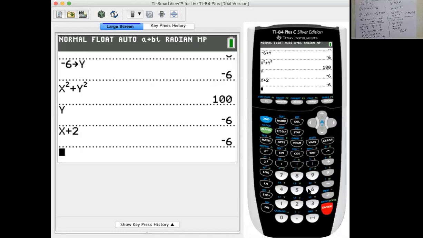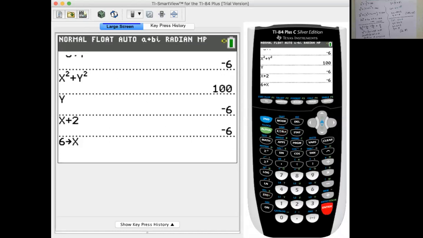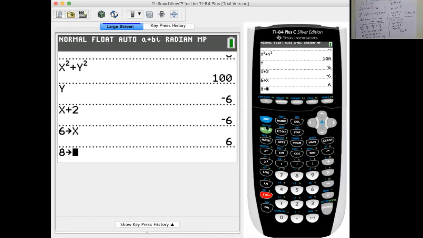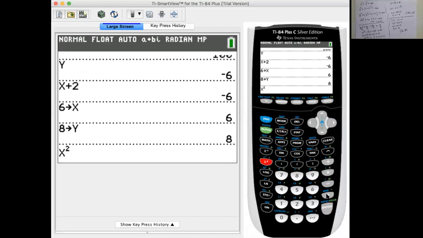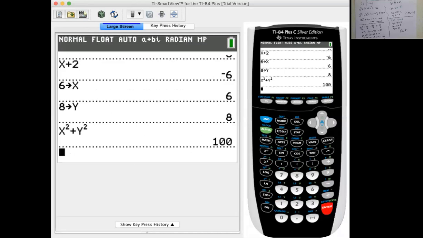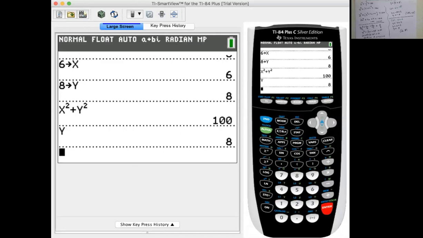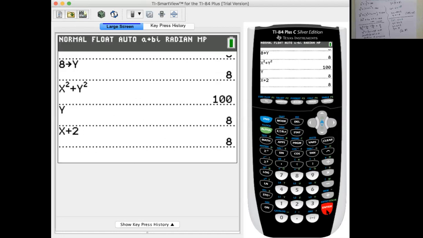And then we have the other possibility where 6 is x and 8 is y. We want to see, is x squared plus y squared 100? And the answer, of course, is yes. Is y the same as x plus 2? What is y? There's y, 8. How about x plus 2? There's x plus 2. They're the same. So it checks multiple ways.